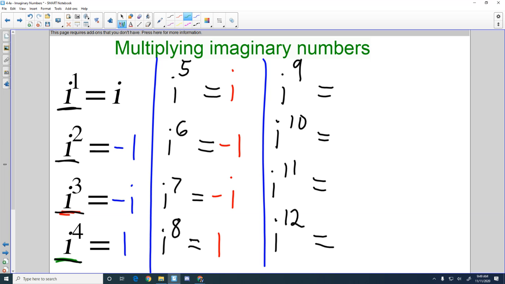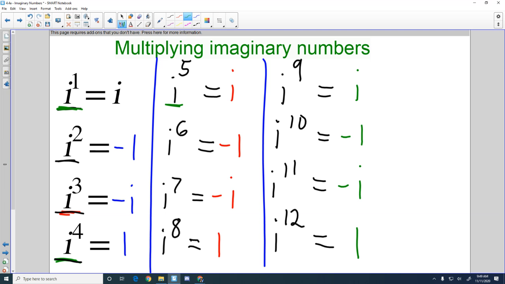Hopefully you can realize that I to the 9th, we could write that as I to the 4th times another I to the 4th times I to the 1st. Both the I to the 4ths cancel out, and it's the same thing as I to the 1st, which we had over on the left there, I to the 1st and I to the 5th. They're the same thing. So as it turns out, this pattern of just these 4 options is going to continue. We're just going to get an I, negative 1, negative I, and positive 1. And that pattern will keep on repeating over and over again for every exponent of I.